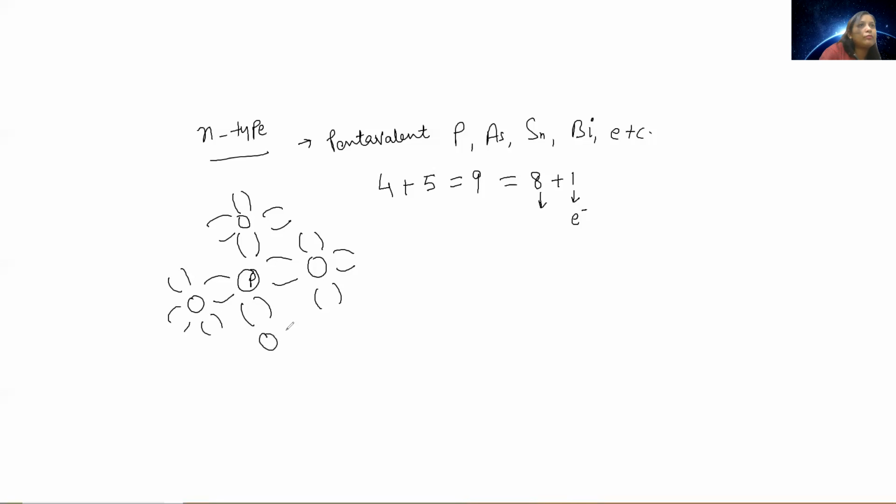So here is a phosphorus element. It has 5 valency. That means it has 5 electrons in its outermost orbit. And here we have silicon atoms. These silicon atoms, semiconductor atoms, have 4 valence electrons. So here I'm showing you these electrons.